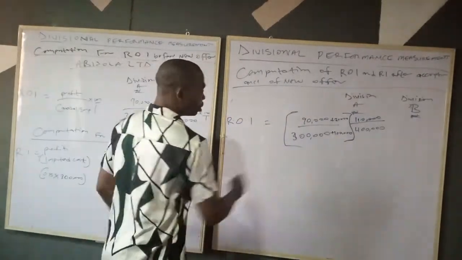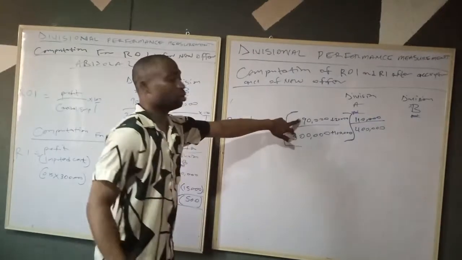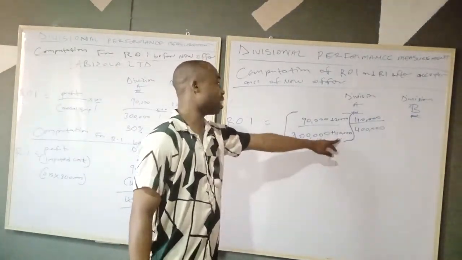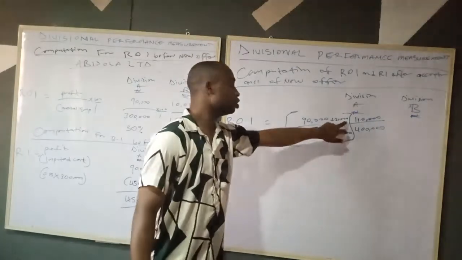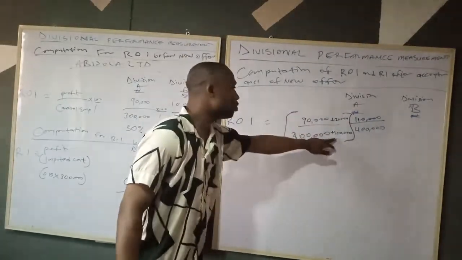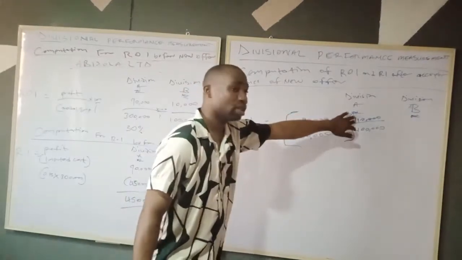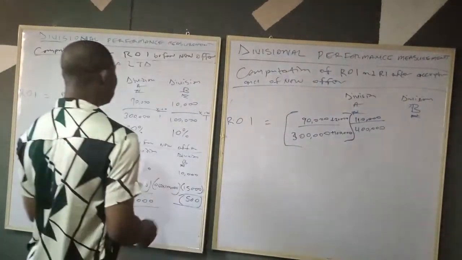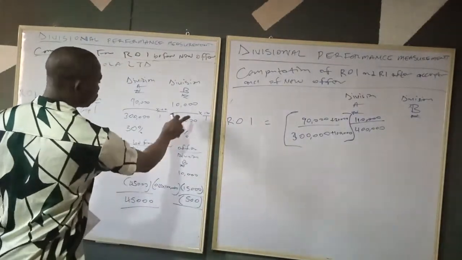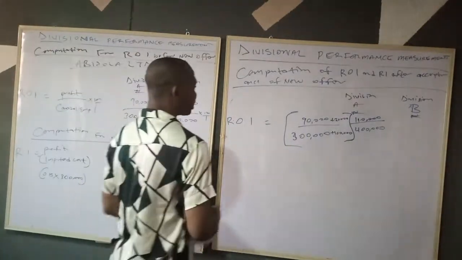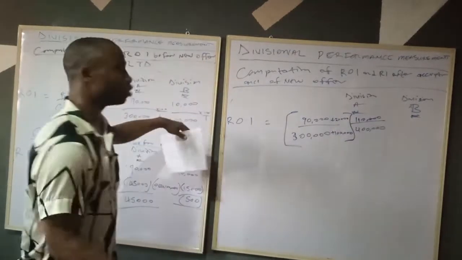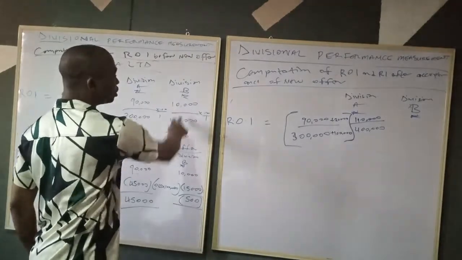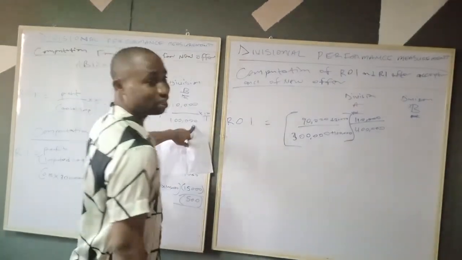So that's just it. We were using 300,000 to generate profit of 90,000 before. They now add another 100,000 as capital employed, and that 100,000 will generate profit of 20,000. So we add 20,000 to the profit and 100,000 to the capital employed. The same thing goes for division B also. Division B was using 100,000 before. They add another 100,000, and that 100,000 is generating 12,000. Then we add the 12,000 to the 10,000 initial profit, and the 100,000 to the 100,000 initial capital employed.